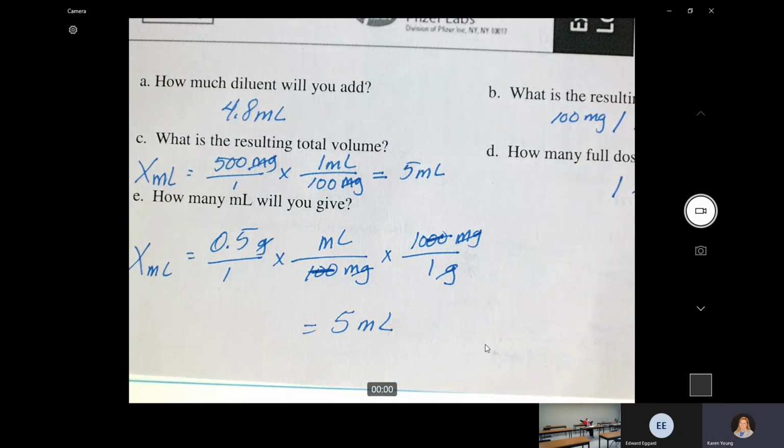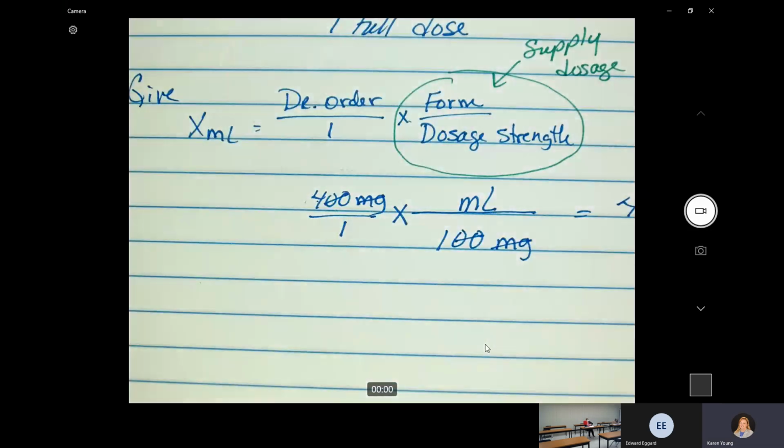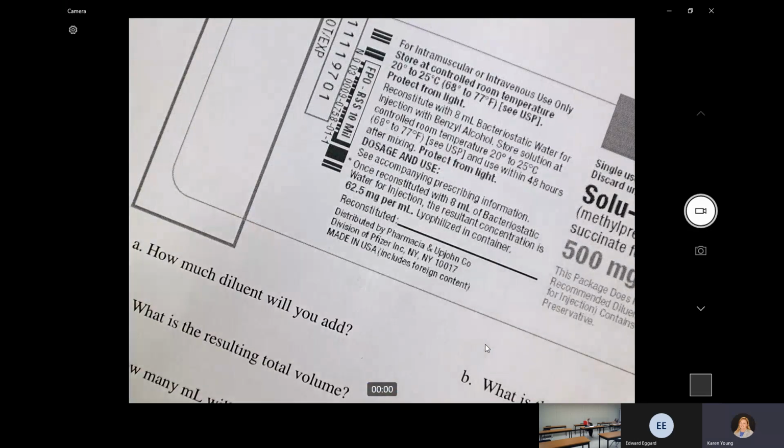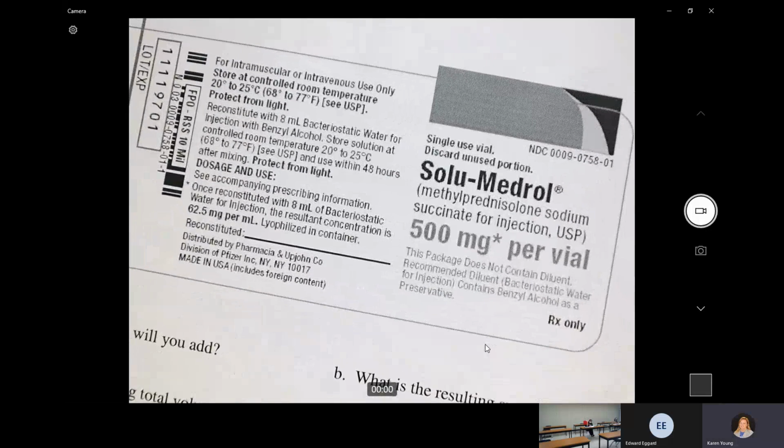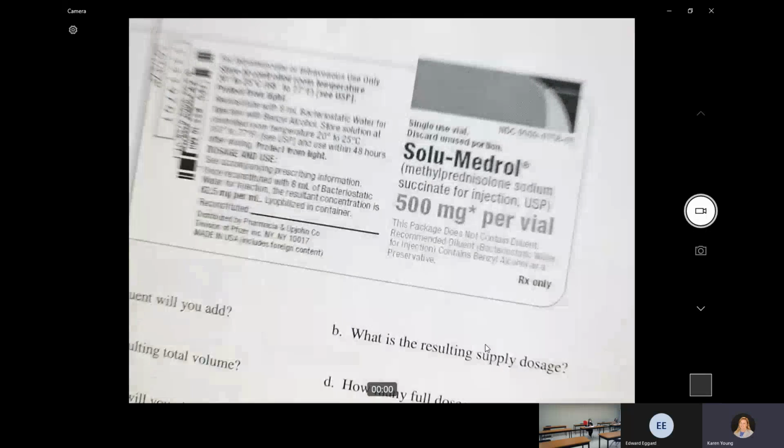So do you seem to be catching on a little bit? I had 2 number 4s on this one. I gotta zoom out.